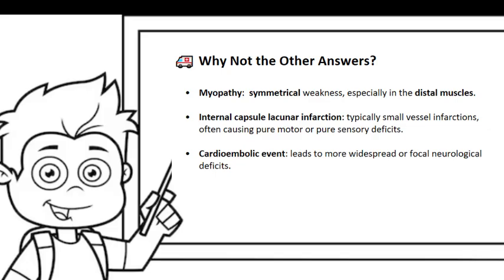Why is it not a cardioembolic event? While cardioembolic events could cause a stroke, it usually leads to a more widespread or focal neurological deficit. It will not specifically cause the proximal weakness that is seen in watershed infarct.